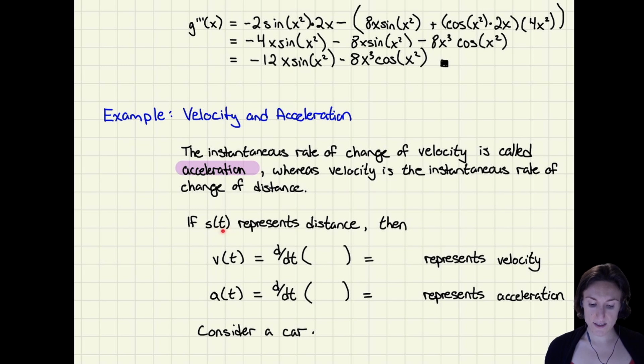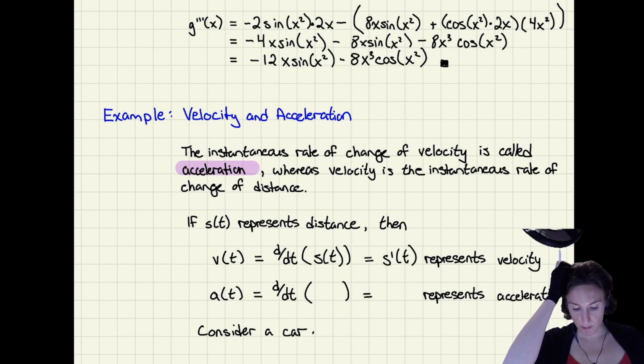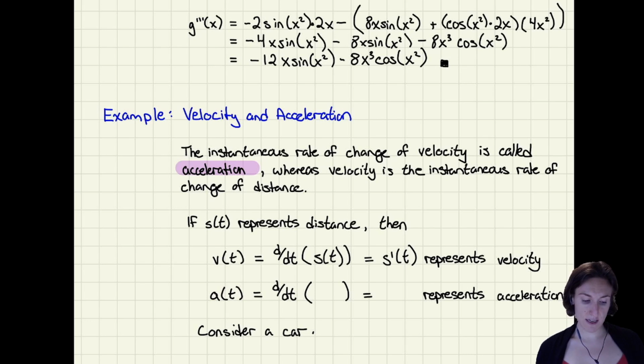So say that your s of t represents your distance. Then typically in terms of notation, we call velocity v of t, and we find it by going d dt of s of t, which is the same as saying s prime of t. So some people will use s prime, some people will say v of t. That represents velocity. And acceleration, similar thing. We sometimes call it a of t, and we find it by going d dt of the velocity, which is equivalent to saying s double prime of t.